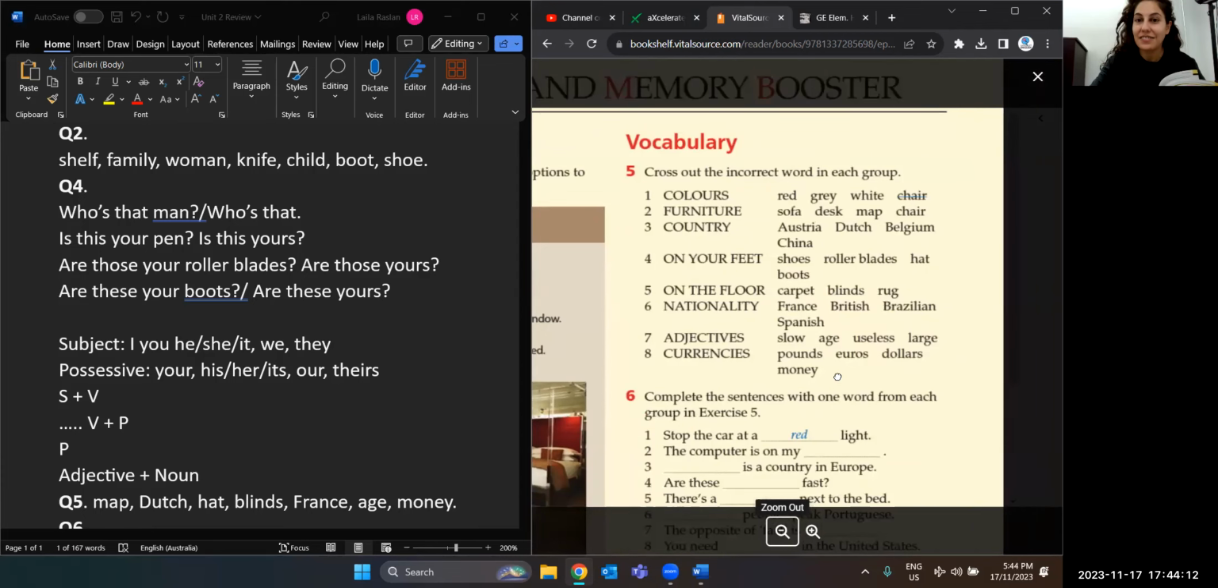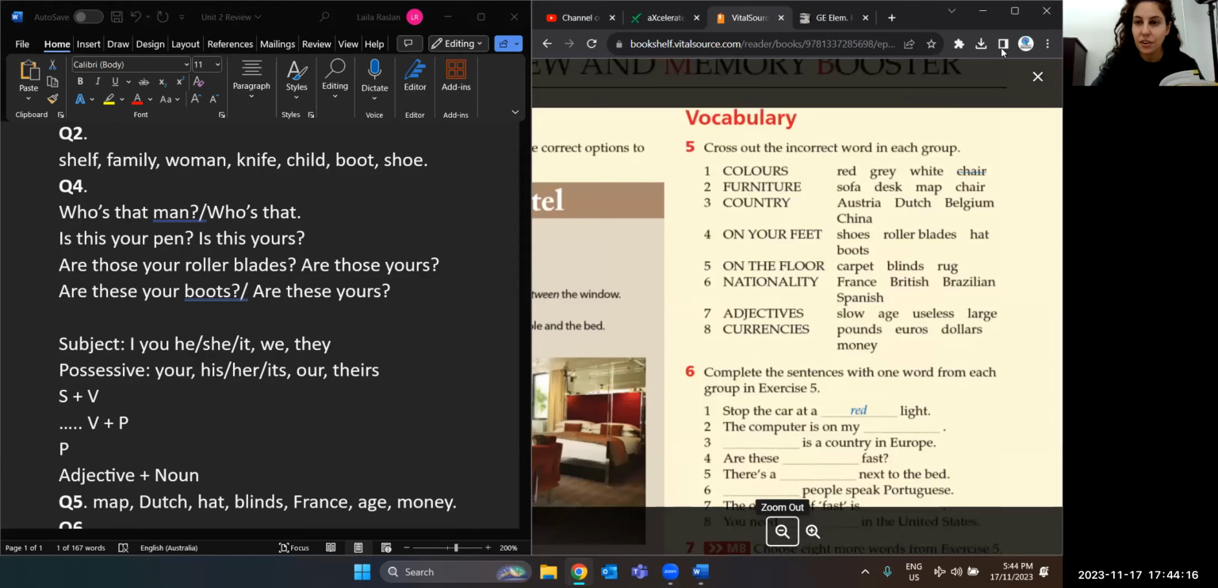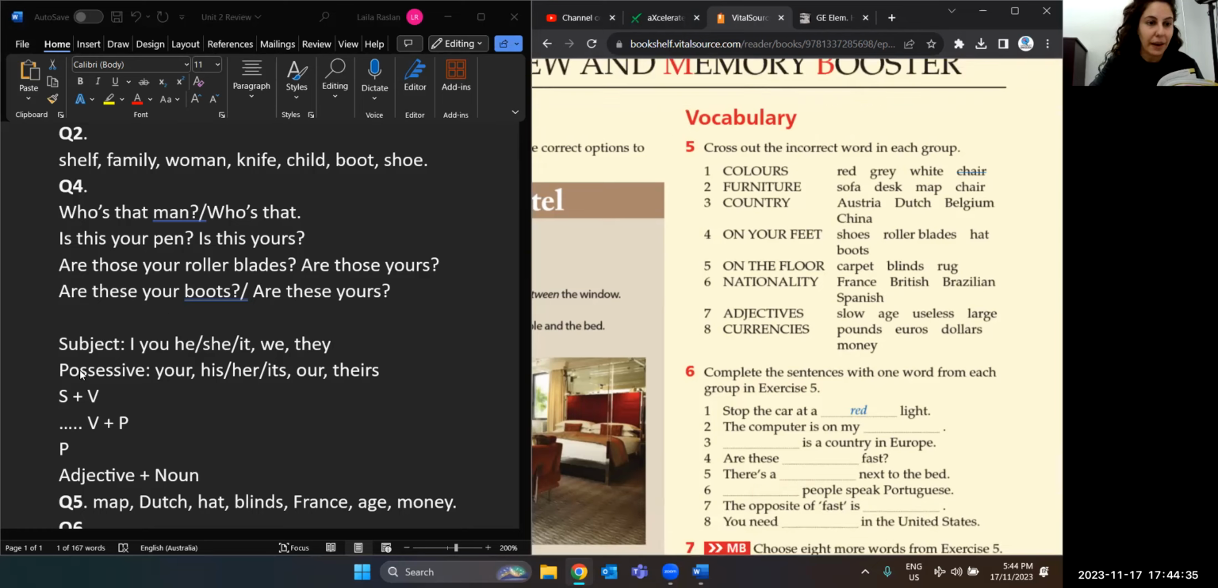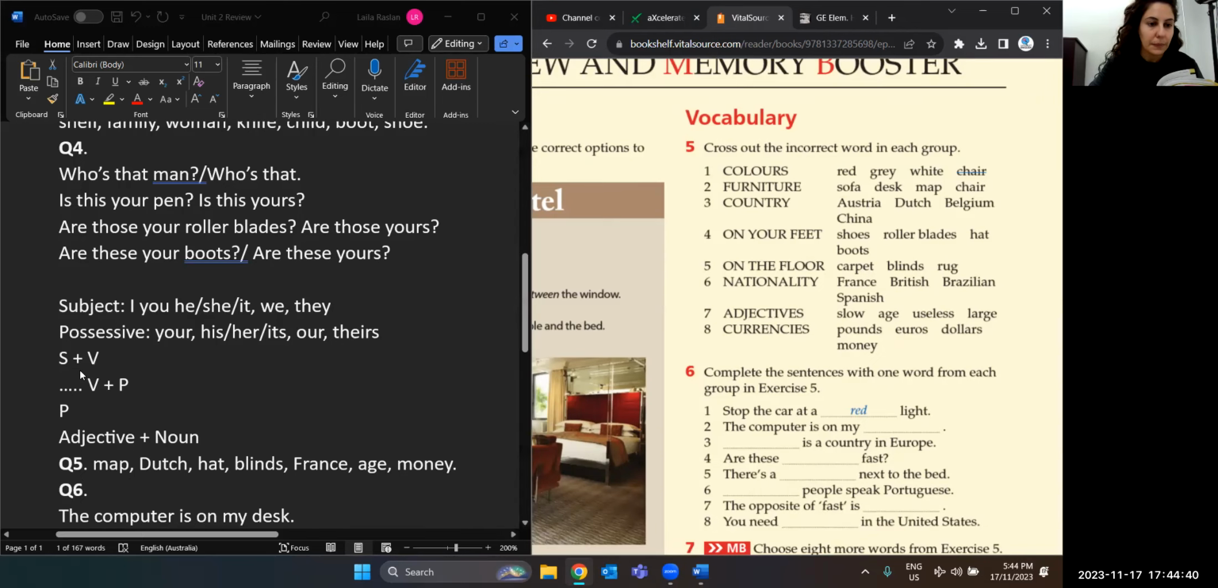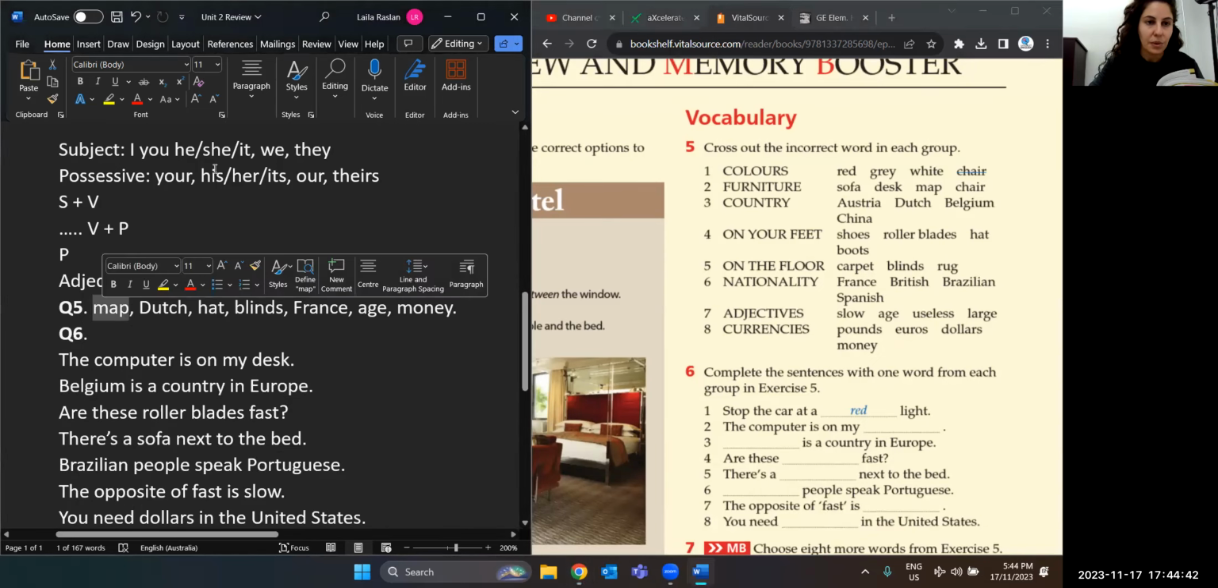Okay, number 5. Let's cross off the wrong word, which doesn't go in the group. So if I'm talking about colors, I've got red, gray, white. Yes, they're colors, but chair is not a color. It's an object. It's a furniture. In the furniture, sofa, desk, mat, no. Chair, yes. So we need to cross off mat. So we cross off map.